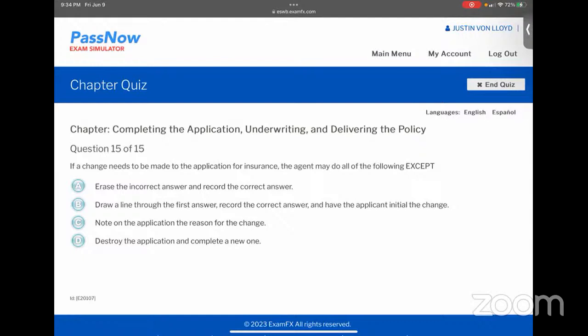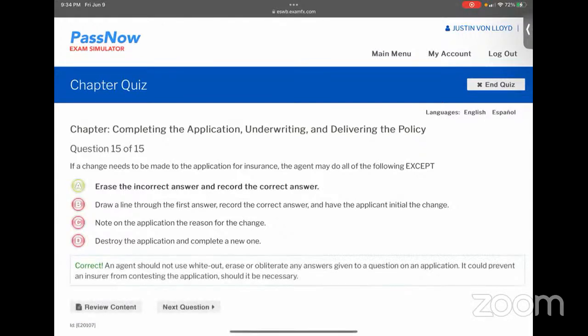So we're gonna go with A. Let's see what it's talking about, and that was right. The answer was A. You are not supposed to erase an incorrect answer. You said it. You can't erase. You can't white out. See, now if you hadn't said that, I probably would have gone with D, just going fast.